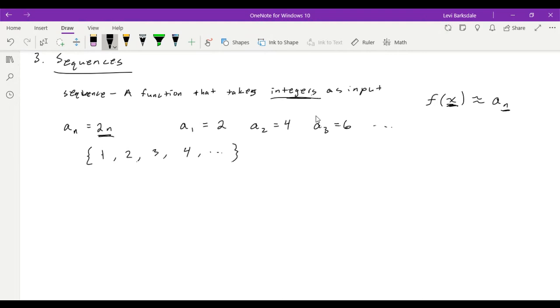So for example, with this a sub 3, 3 is my input, so to get 6, I just did 2 times my input 3, and that gave me 6. And what you'll see is that a lot of the rules you can apply for functions actually apply to sequences as well. And we'll actually talk about some of those properties when we talk about limits of sequences.